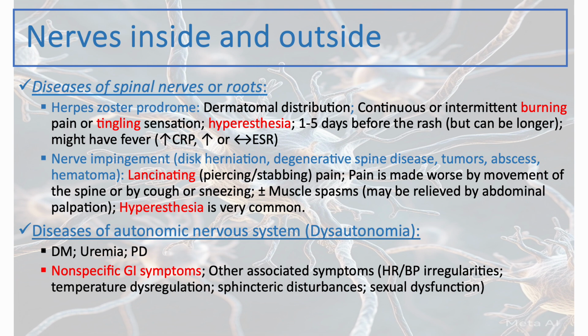Temperature might go up or down. Patients might feel cold or warm. Sphincter disturbances may include urinary retention or incontinence, constipation. Sexual dysfunction also might be a presenting symptom. So these are the clues to consider causes of dysautonomia. These pathologies have a specific diagnostic test, but it's really mostly based on clinical grounds.